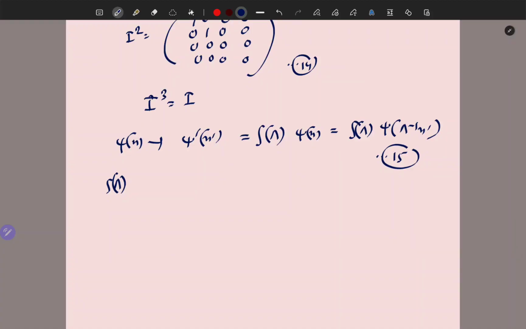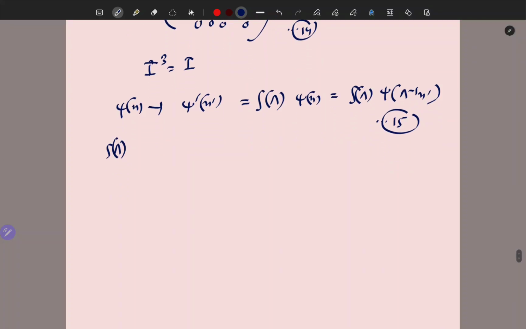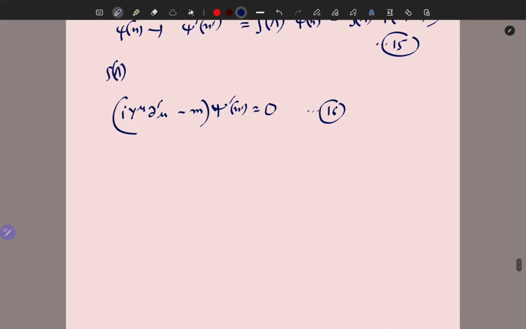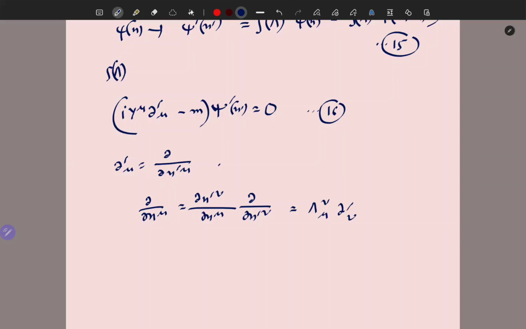We can see that the form invariance of the Dirac equation means that if the Dirac equation holds in a given Lorentz frame, then in the primed frame psi prime of x prime satisfies i gamma mu del prime mu minus m psi prime of x prime equals 0. This is equation number 16, where del prime mu equals del by del x prime mu. Now we can write del by del x mu equals del x prime nu by del x mu times del by del x prime nu, equals lambda nu mu del prime nu. This is equation number 17.